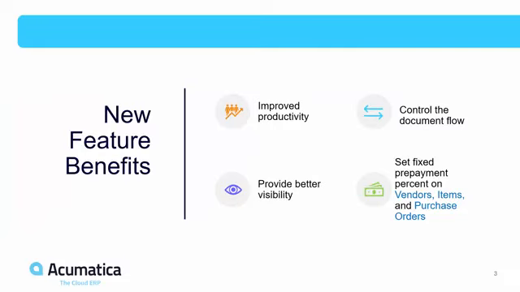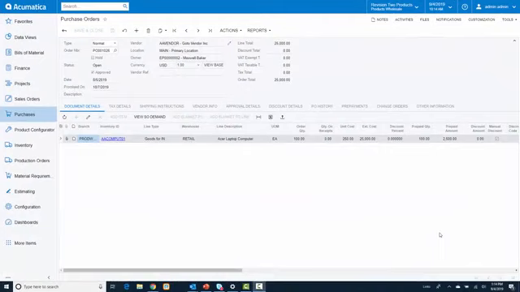Acumatica has made several improvements for prepayments to vendors. These new features will improve productivity of users when prepayments are required. They will allow users to control the document flow of prepayments during the buying process. They will provide better visibility of prepayments for accountants and buyers, and also provide users the ability to specify the fixed percentage of a prepayment on vendors, items, and purchase orders. To demonstrate these new capabilities, let's first navigate to the purchase orders form.